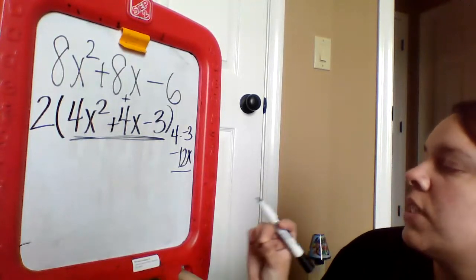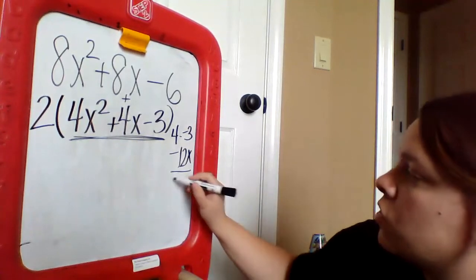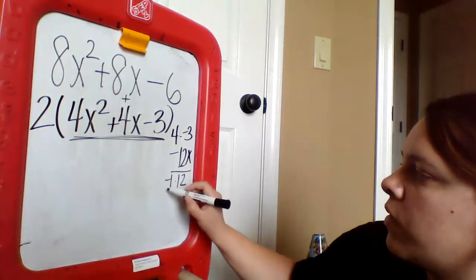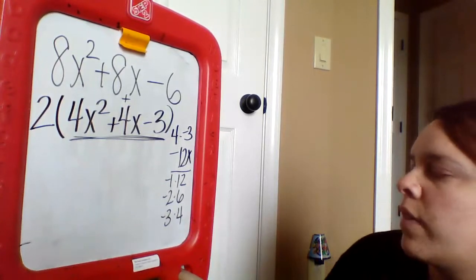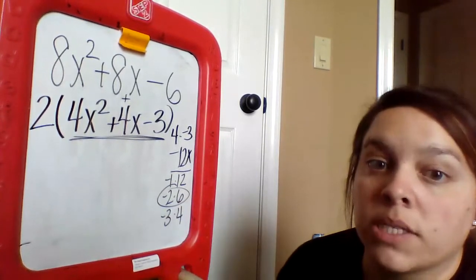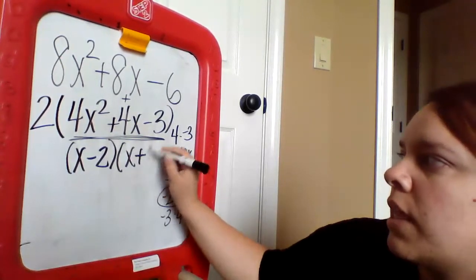So they're different signs, okay? Bigger one's positive because B's positive. So 1, negative 1 and 12. Or negative 2 and 6, or negative 3 and 4. The one that adds to 4 is negative 2 and 6. So x minus 2 and x plus 6.